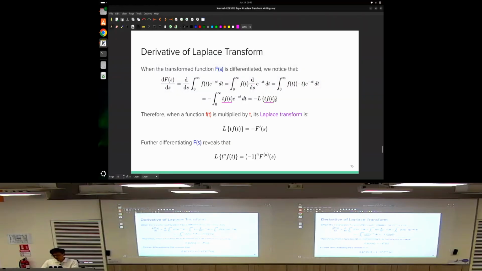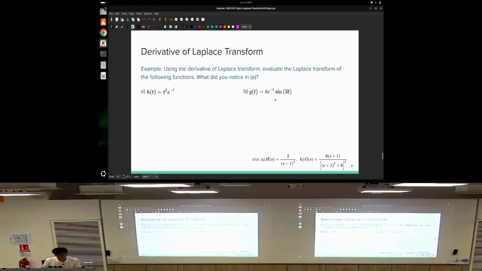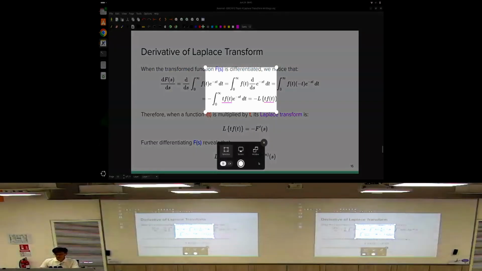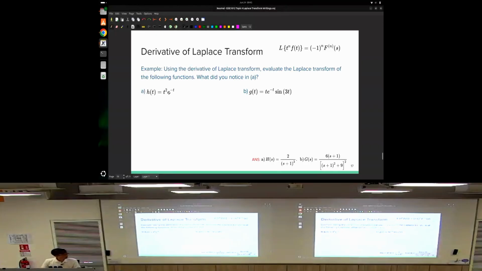So let's look at an example of how we apply this. Look at this function: t squared times e to the minus t. Okay, hold on, let me just get this down. So you immediately can recognize that t squared, if you were to use the derivative property here, n is 2. So what's the f(t)? e to the minus t. Then what's the F(s)? You got to write down what is the F(s), because you need the F(s) before you differentiate. So therefore, this will be 1 over s plus 1, because it's 1 over s minus 1 with s shifting.